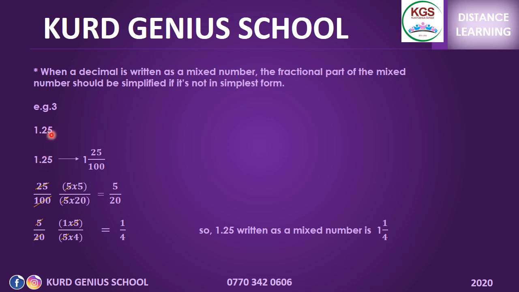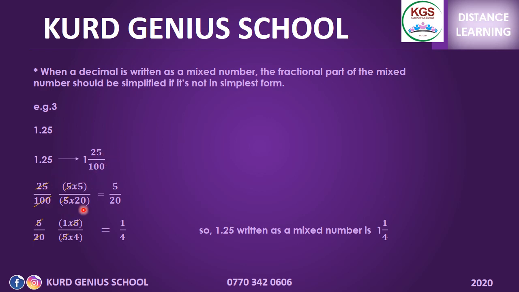The place of this 5 is hundredths, so the denominator of the fraction should be 100, and that's why we should write 1 and 25 hundredths. But remember, we said that we should simplify the fraction to its simplest form. So, is this fraction in its simplest form? It's obvious that it's not because they both have 5 as a common factor.